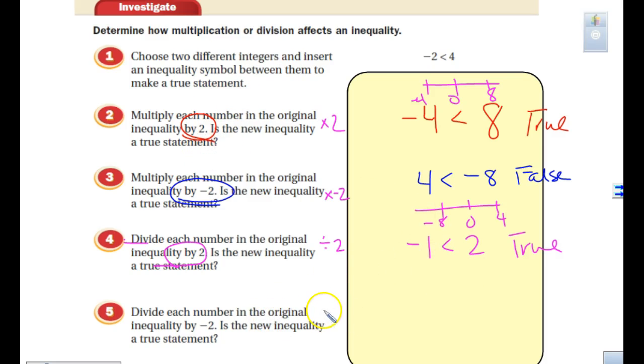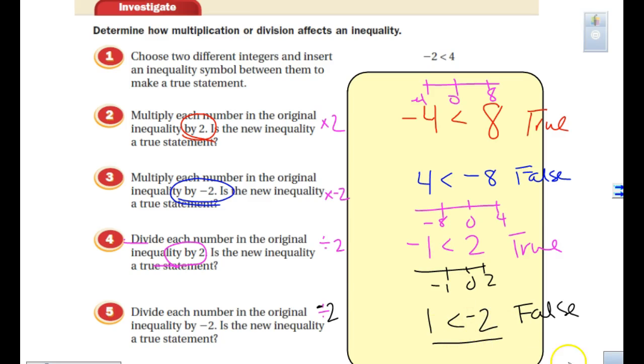So now we want to divide this time by, let's put in another color, divide by -2. So go back to the original one, divide it by -2. That gives us 1 less than -2. That is also a false statement, right? Because if I'm looking at my numbers here, this was -1, this was 0, this was 2. This is a true statement. This statement is false.